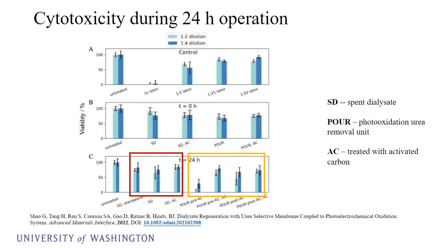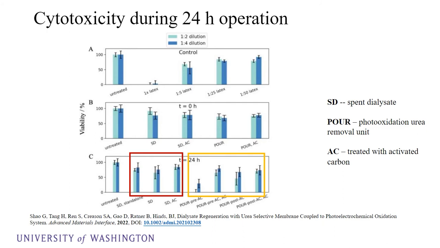Here plotted is the cytotoxicity of the samples collected during the 24-hour test. And this is a very complicated figure, so I'll explain this a little more. In figure A is the control. In figure B is the starting samples at time 0. SP is short for spent dialysate. POR is for photo oxidation urea removal unit. AC is activated carbon. That means the samples were treated with the activated carbon.